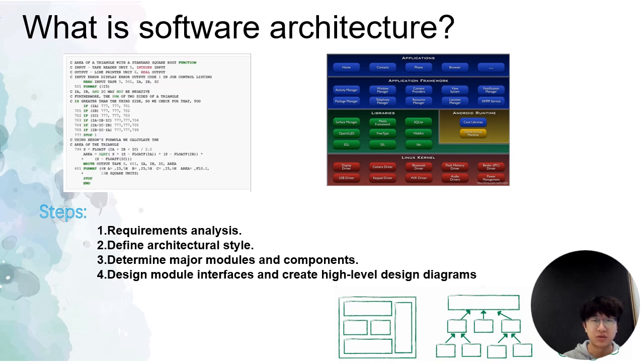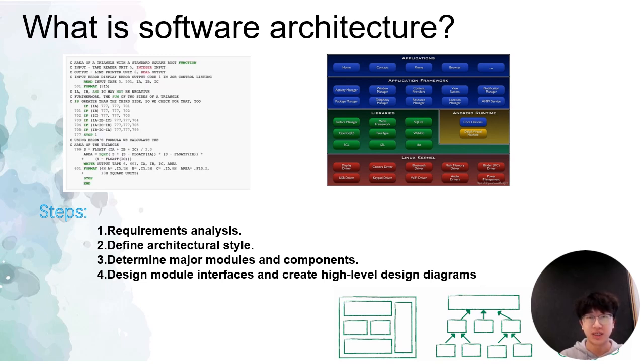The fourth step is to design module interfaces and create high-level design diagrams. After determining the modules and the components, the next step is to design the interfaces between modules and create a high-level design diagram. This step includes interface definition. We need to clearly identify interfaces for each module to ensure smooth communication and data exchange between the modules.